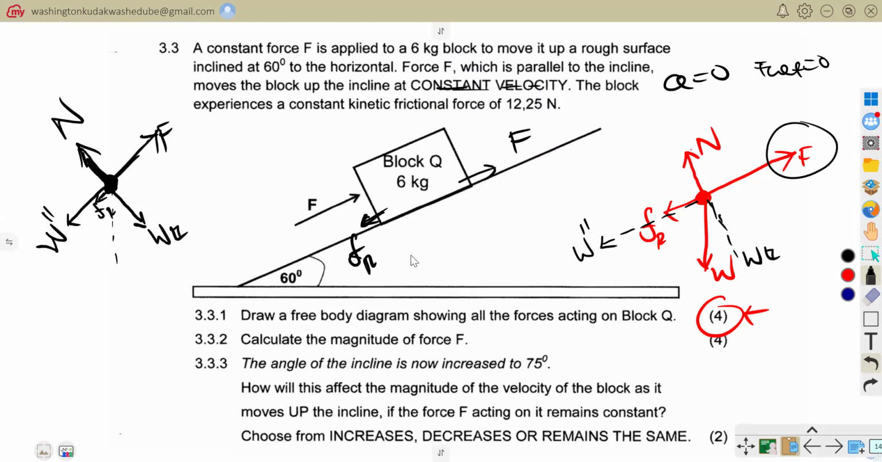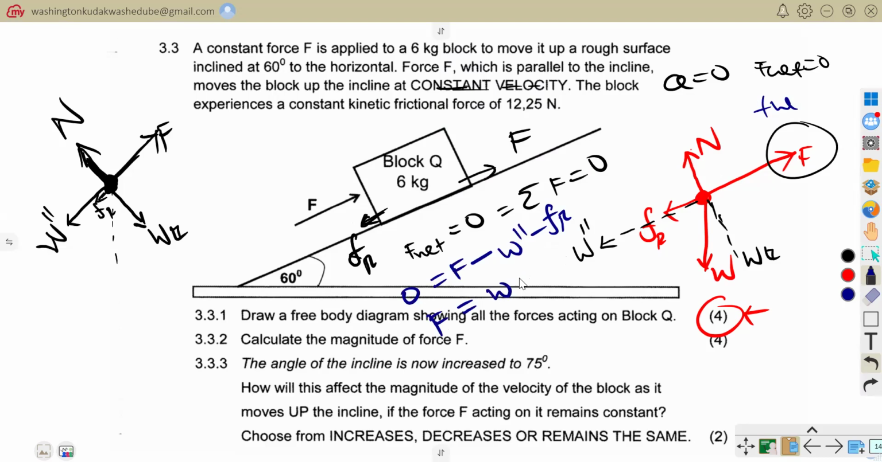Since we are saying that F net is equal to 0, it means the vector sum of forces is also equal to 0. So I would say going up is positive. I would take F, this is 0, F minus this weight parallel component minus that frictional force. So I would simply say that this F is equal to W parallel plus Fr. If that is the case, I'll now ask, what is this? This is mg sine theta.